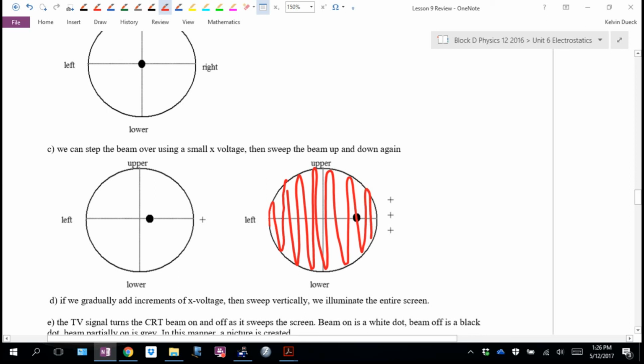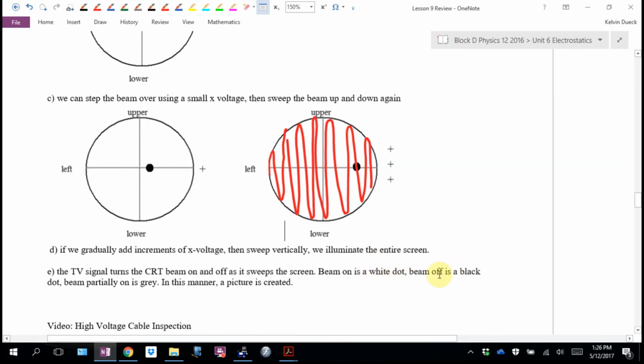And as long as it did it fast enough, your eye would smooth that into a seamless image. And as long as it did it 60 frames per second, in fact, you wouldn't even notice any jerkiness or distortion. And there's your TV. Beam on is a white dot, beam off is a black dot, beam partially on is a gray dot.